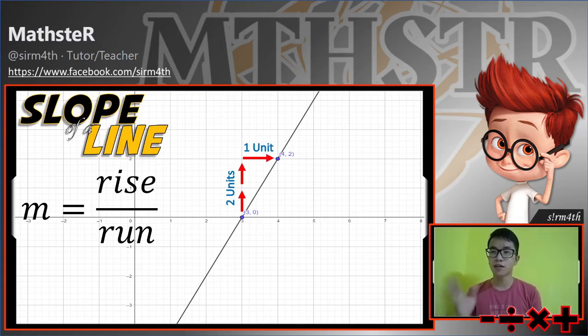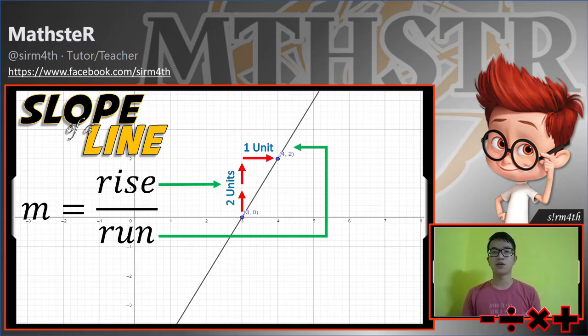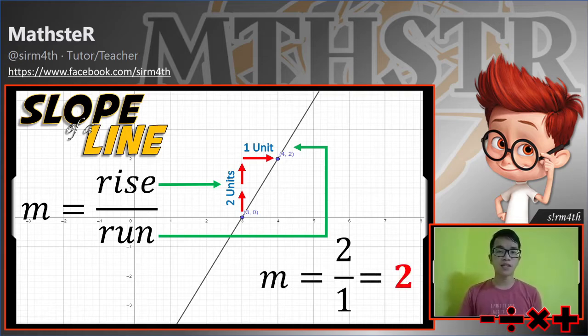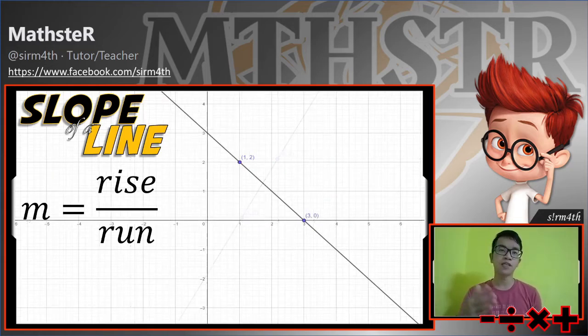Nakalagay naman dyan, and these 2 units there is our rise, and this 1 unit is our run. So therefore, we are going to put 2 units in the numerator and 1 unit in our denominator. So m will be equal to 2 over 1, and m will be equal to 2. So therefore, the slope of the line through the 2 points (3, 0) and (4, 2) is 2. So let's have another graph.